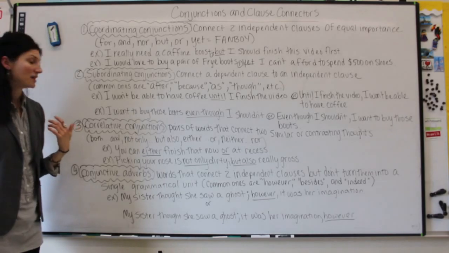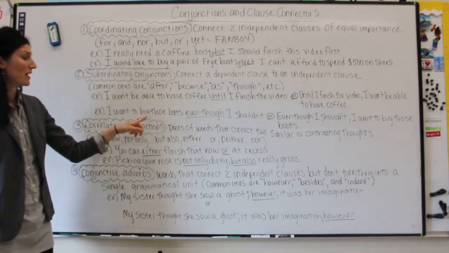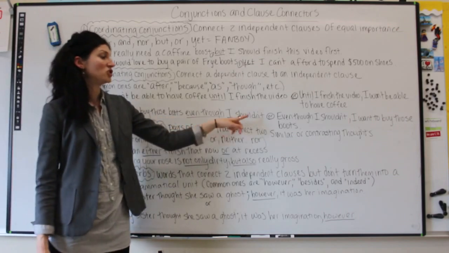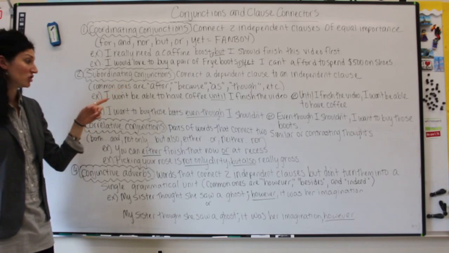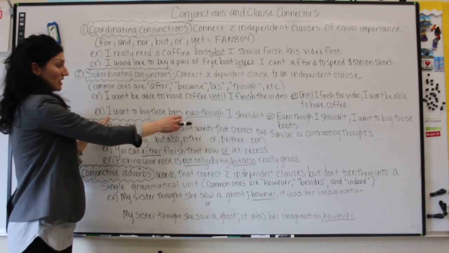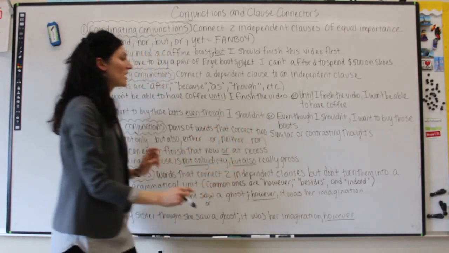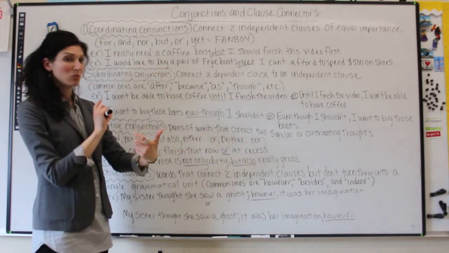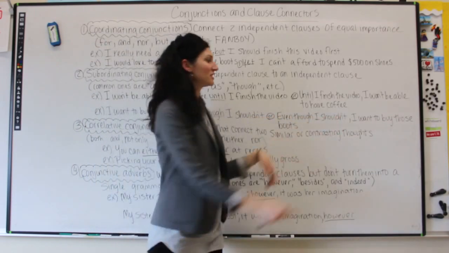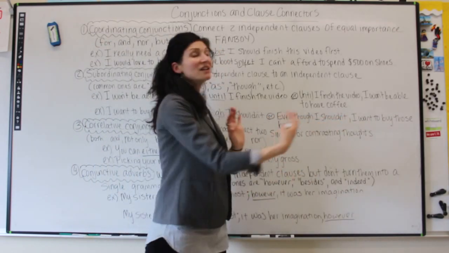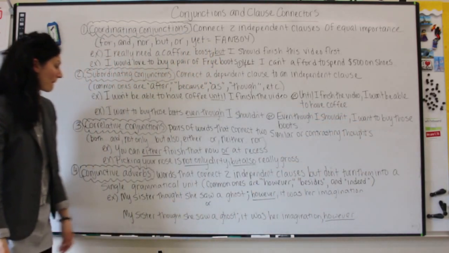Let's take a look at another example using subordinating conjunctions. I want to buy those boots even though I shouldn't. Even though is the subordinating conjunction that's connecting this independent clause to this dependent clause. Again, if I switched them around and I put even though I shouldn't first, I would have to add in a comma to connect the dependent clause to the independent clause.